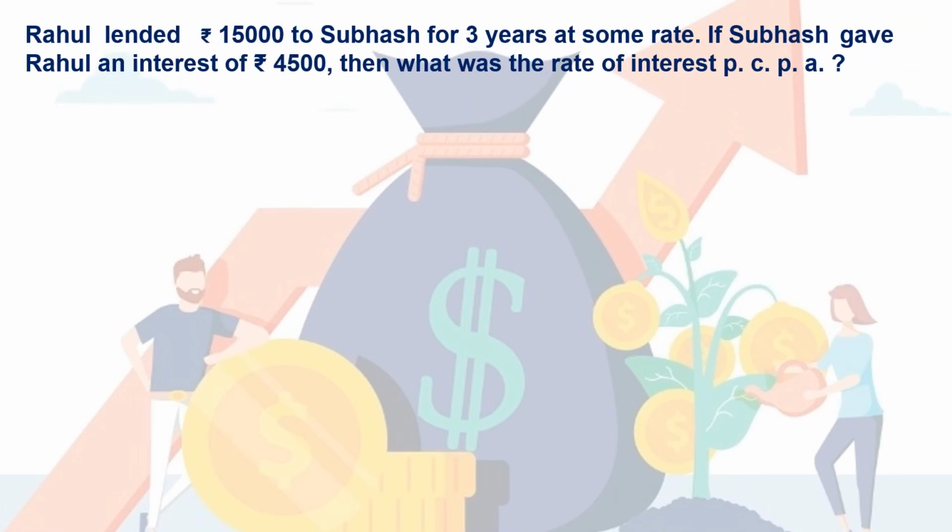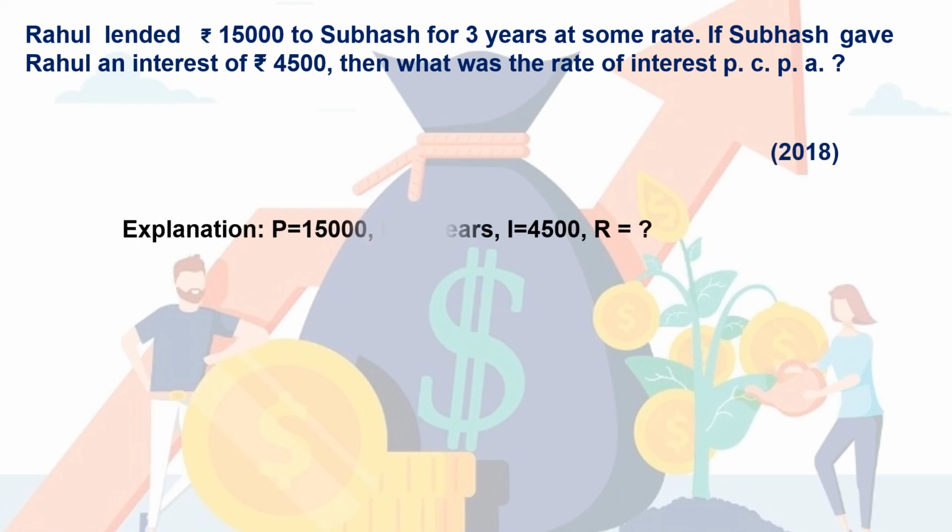Rahul lent rupees 15,000 to Subhash for 3 years at some rate. Okay, we do not know the rate. If Subhash gave Rahul an interest of rupees 4,500, then what was the rate of interest per cent per annum? So it is very simple. What do we have to find out? The rate of interest. Years are known, principal is known and interest is known. So you will take the formula. This sum has also come in 2018. Principal is 15,000 rupees. Number of years is 3 years and interest is 4,500.